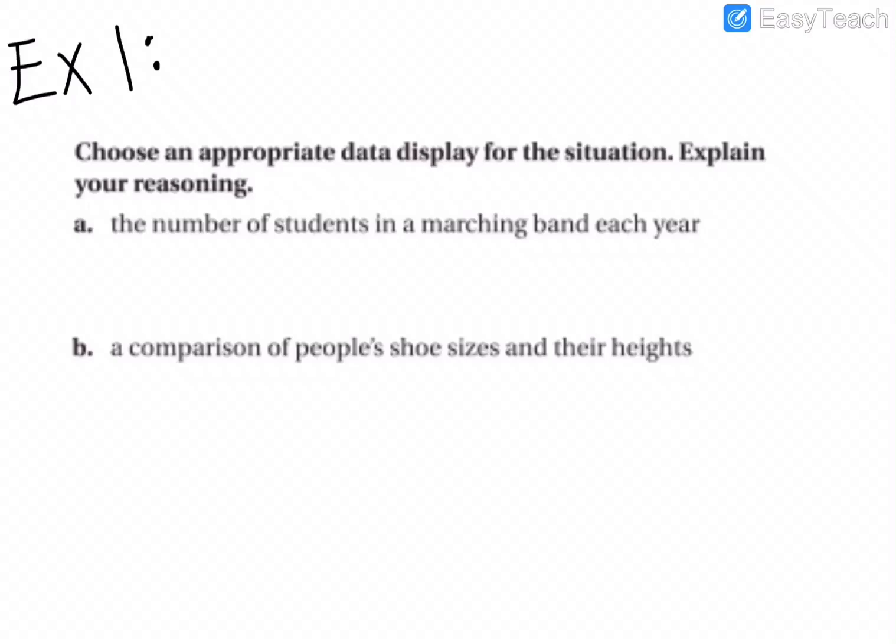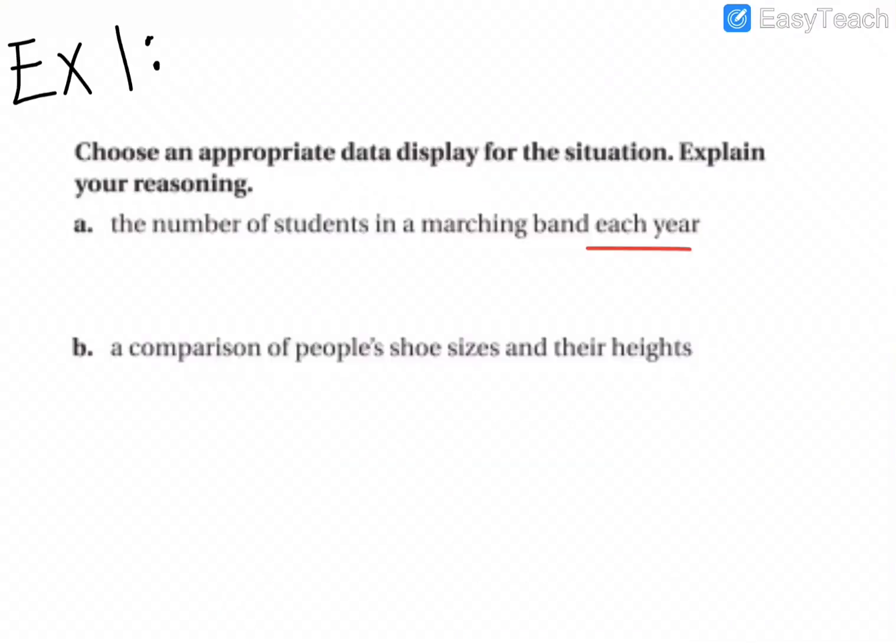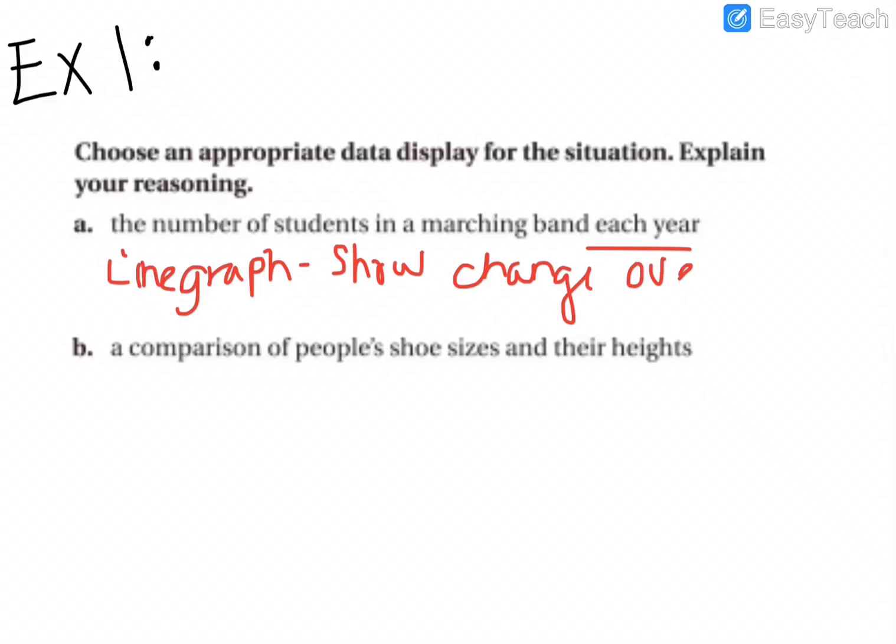So for this one, the number of students in a marching band each year, because of the words each year, the best option of our options would be a line graph. It's changing over time. The reason we're doing this is we want to see how it's increasing or decreasing each year, or if it's staying stable. So we want to say line graph for this one to show the change over time.